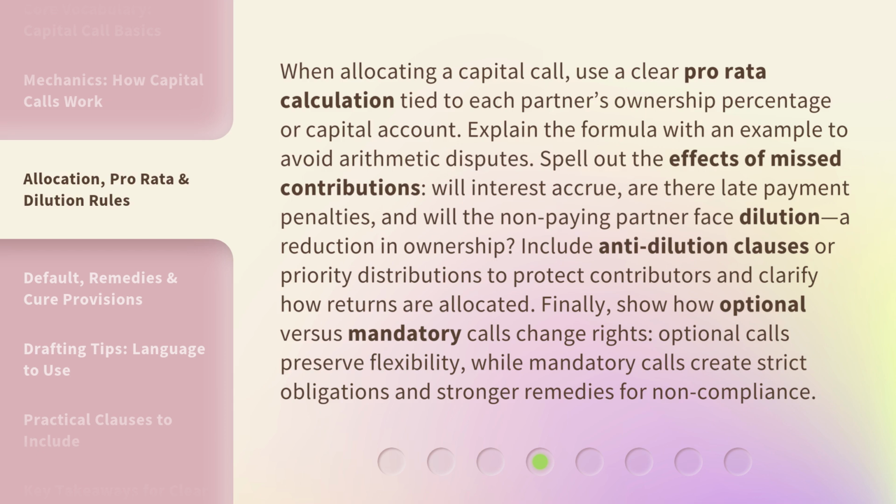Include anti-dilution clauses or priority distributions to protect contributors, and clarify how returns are allocated. Finally, show how optional versus mandatory calls change rights. Optional calls preserve flexibility, while mandatory calls create strict obligations and stronger remedies for non-compliance.